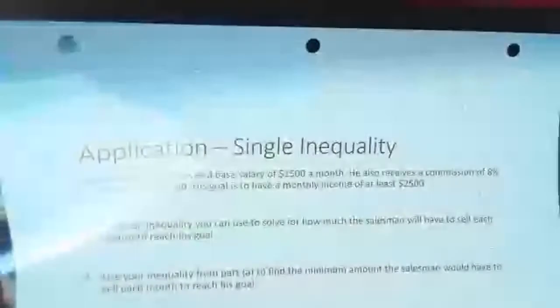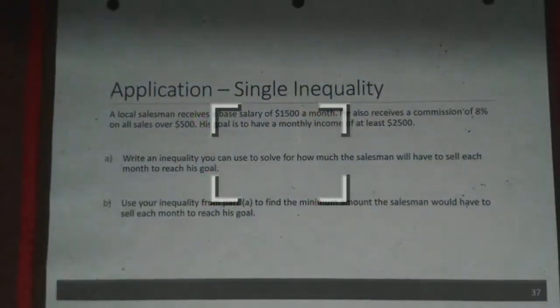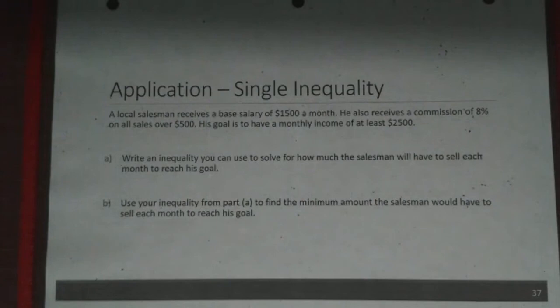We have two application problems we're going to look at with inequalities. First up, a local salesman receives a base salary of $1,500 a month. He also receives a commission of 8% on all sales over $500. His goal is to have a monthly income of at least $2,500. Write an inequality you can use to solve for how much the salesman will have to sell each month to reach his goal. And then use your inequality from part A to find the minimum amount the salesman would have to sell each month to reach his goal.